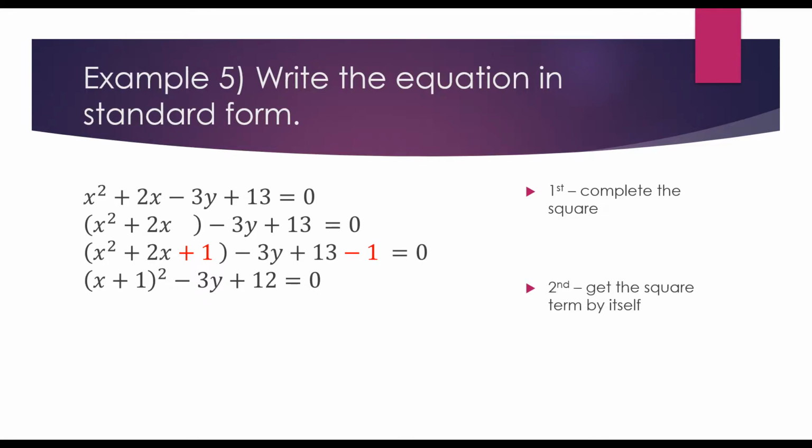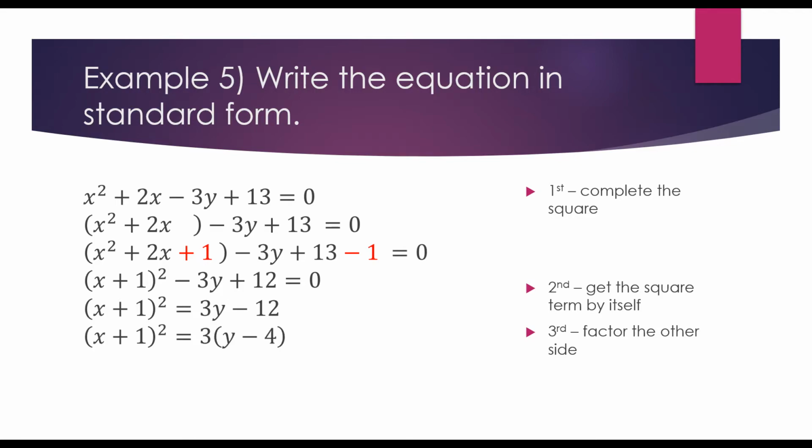Now we want to get our squared term by itself. So to get rid of a minus 3y, we're going to add 3y. To get rid of the plus 12, we're going to subtract 12. So now we have (x + 1)² = 3y - 12. And to get it all the way into the standard equation form, we need to factor this right side. Even if it doesn't go in nicely, you want to factor it so that the y is by itself on the inside of the parentheses as the first term. In this case, it does go in nicely. You can factor out that 3 very easily. 3 times y is 3y, 3 times negative 4 is negative 12.